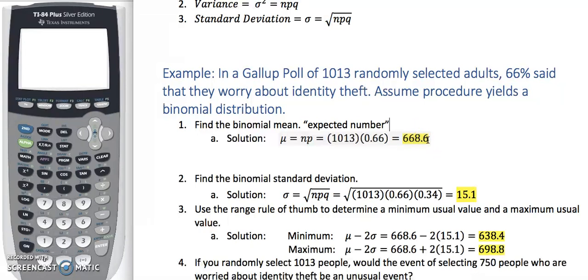668.6. Remember, since it's a mean, we typically round to one decimal place past the data. So it'd be one decimal place here. And so what that means is if we have a sample of 1,013 people, we expect about 668.6 people to be worried about identity theft, the expected number.